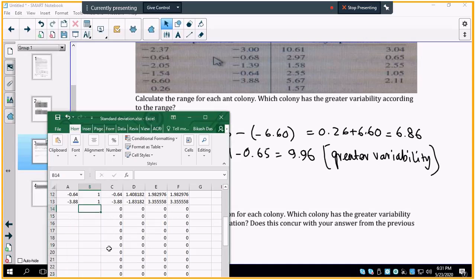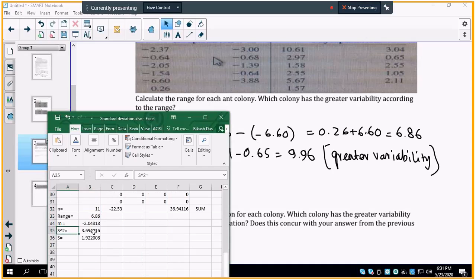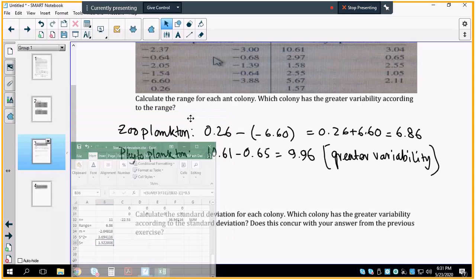And if I scroll down, it has calculated the variance as S square and the standard deviation as S, and I need only the standard deviation, so I said that this is 1.9220 rounded to 4 decimal places.